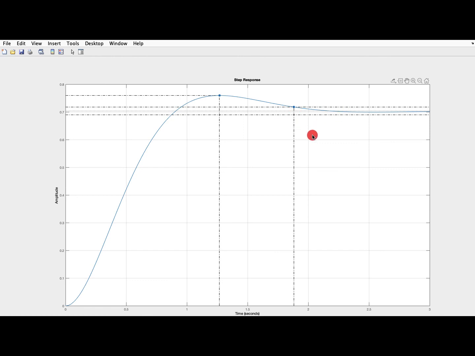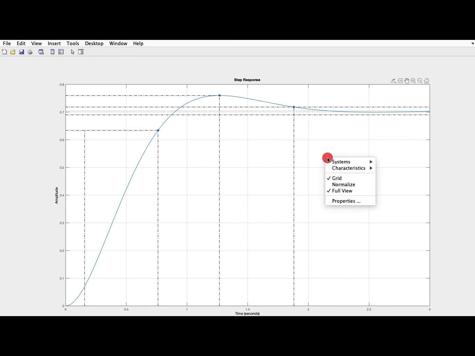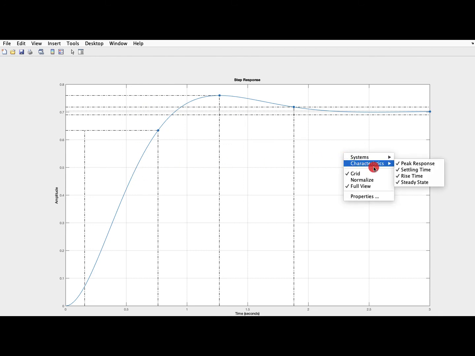Settling time we have already discussed in detail in the previous videos. The rise time information will be obtained from here, and here is the steady state. So you can get the information over this graph by using this one. So you must explore the right click options in MATLAB.